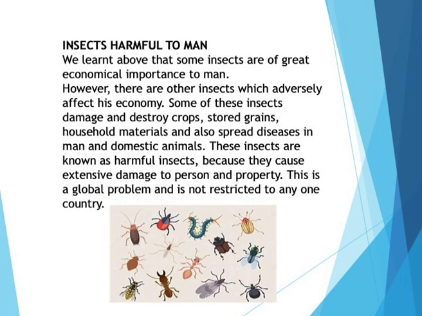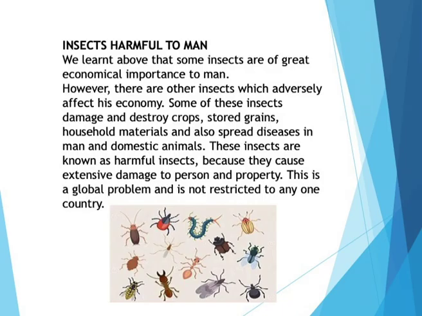Insects which produce dyes. The dyes such as tannin, cochineal, and crimson lake are derived from the dried bodies of certain scale insects living on cacti. Insects that are harmful to man. We learnt that some insects are of great economical importance to man. However, there are other insects which adversely affect his economy.